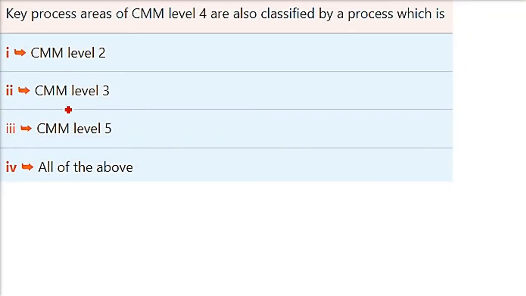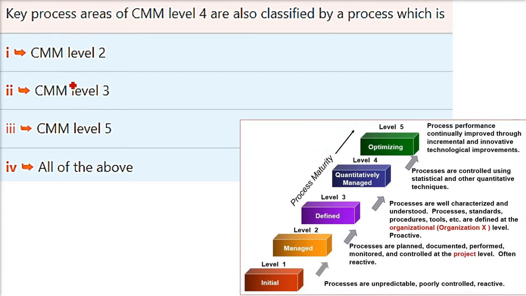Key process areas of CMM level 4 are also classified by a process which is. Let me show you the CMM first, the Capability Maturity Model. You can just remember it as IMDQO: Initial, Managed, Defined, Quantitatively managed and Optimized.